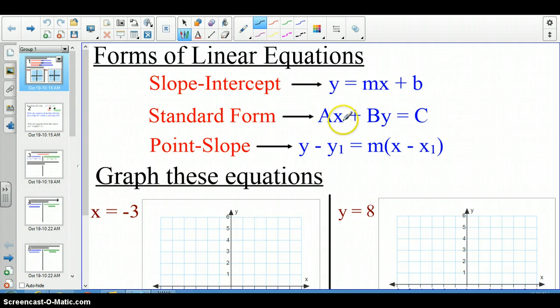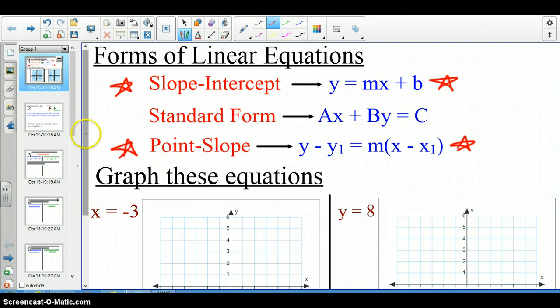Standard form is ax plus by equals c. Remember, we use this to graph and also to find our x and y intercepts. Okay, to find your x-intercept, plug 0 in for y. To find your y-intercept, plug 0 in for x. And now a new one is here, point-slope form. Okay, we are going to use this to be able to write equations. And we're going to use the slope-intercept form.